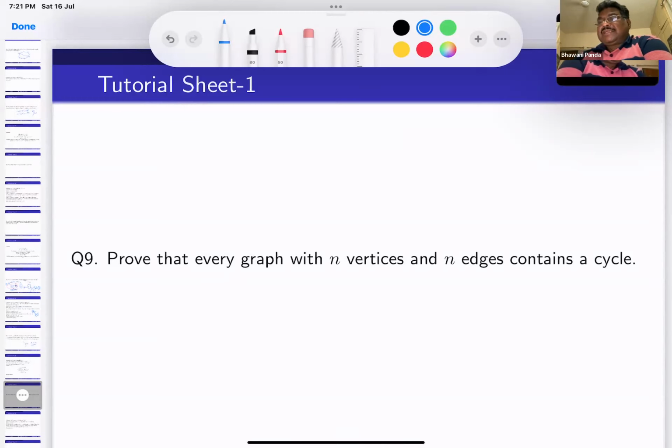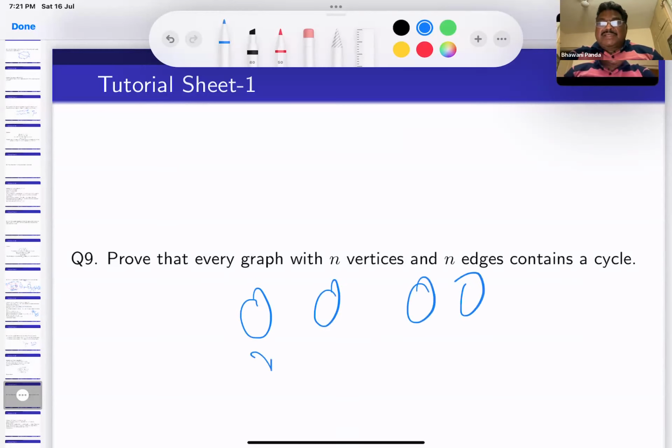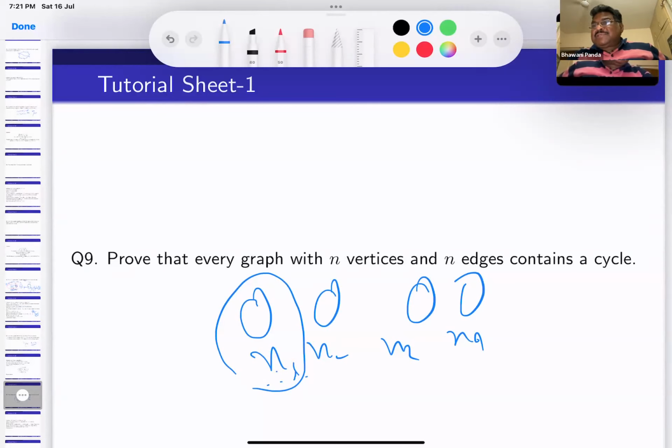So that is when G is connected. What about when G is not connected? Then you have components with n1 vertices, n2 vertices, n3 vertices, and so on. At least one of the components must have greater than or equal to as many edges as vertices, right? If every component had fewer edges than vertices, the total number of edges would be strictly less than n. So that is not true. So you catch hold of one connected component where the number of edges is at least the number of vertices, and you can use the same logic to show that there is a cycle. So every graph with n vertices and n edges, whether connected or not, must contain a cycle.